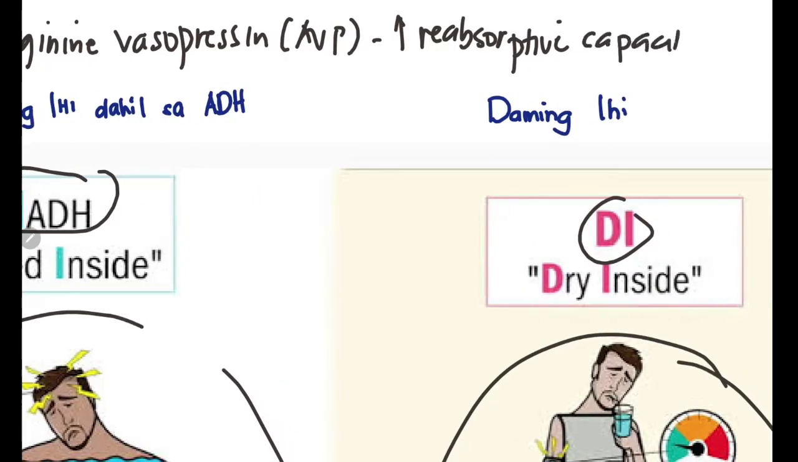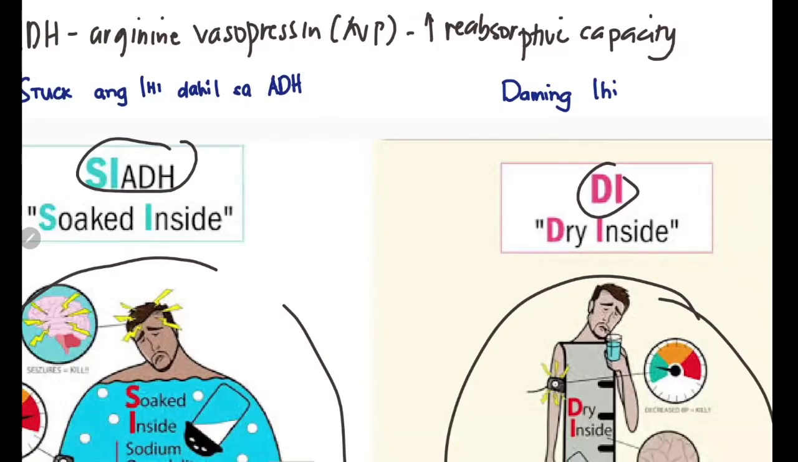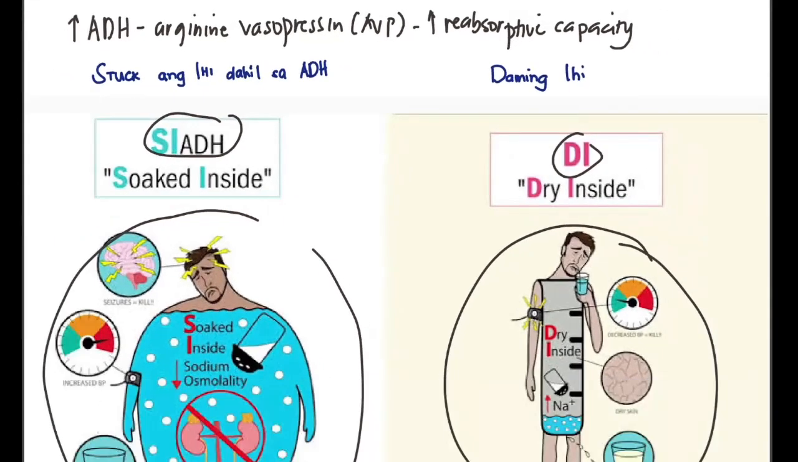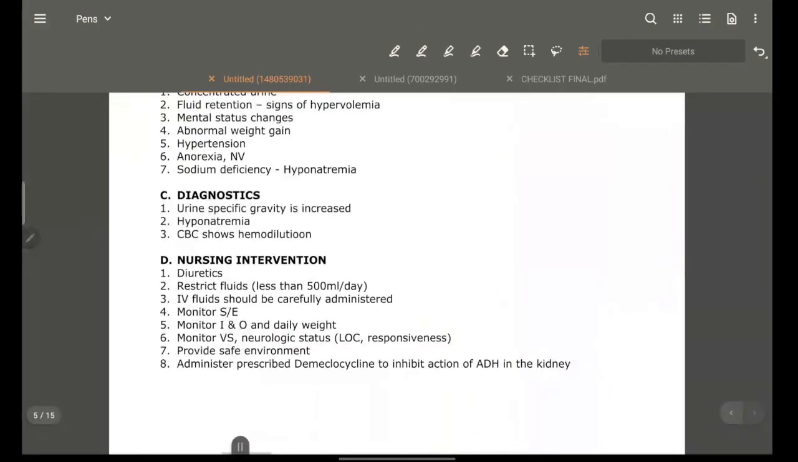What do we mean by reabsorptive capacity of the kidneys? This means that your kidneys will most likely reabsorb more water in the tubules of its nephrons para ibalik yung fluid na yon dun sa blood circulation. So does it mean that you're going to retain more fluid? Yes.